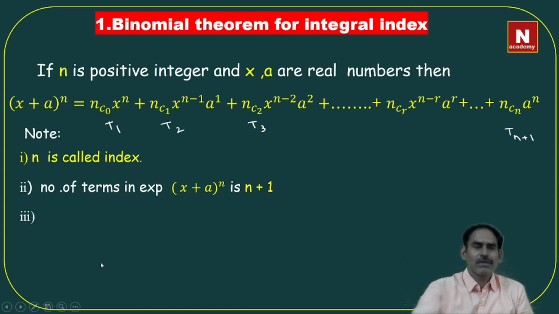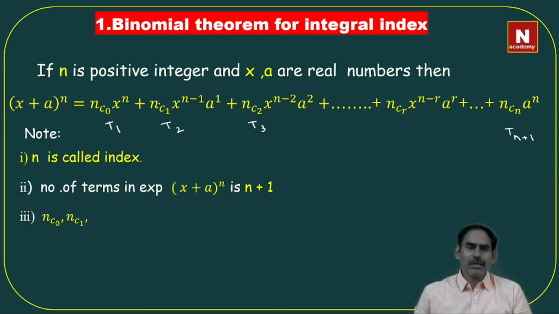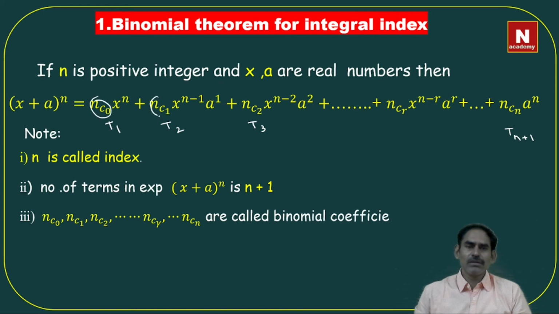Next, third note. Here nC0, nC1, nC2, so on, nCr, nCn are called binomial coefficients. These are all known as binomial coefficients. These are the coefficients which are present in binomial expansions. That's why these are known as binomial coefficients.